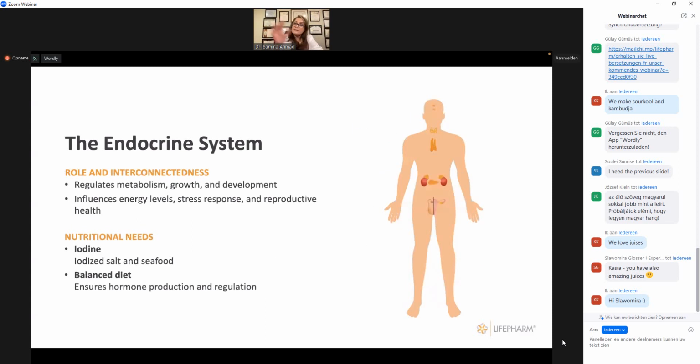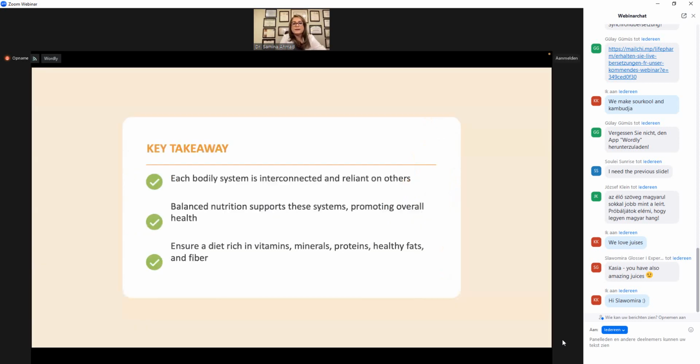Okay, the endocrine system, all your hormones, women can relate to this. This is where all your metabolism, growth, and development happens, right? And it's a big role. Your reproductive health is important. Your stress, the endocrine system has to be strong for the stress response. And if you want your hormones to work well, and a lot of times women ask me that question, please have a balanced diet and add iodized salt and seafood to your diet for this. Takeaways again, that all the body systems are interconnected.